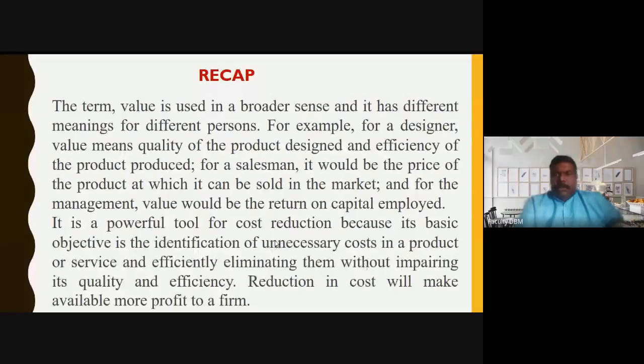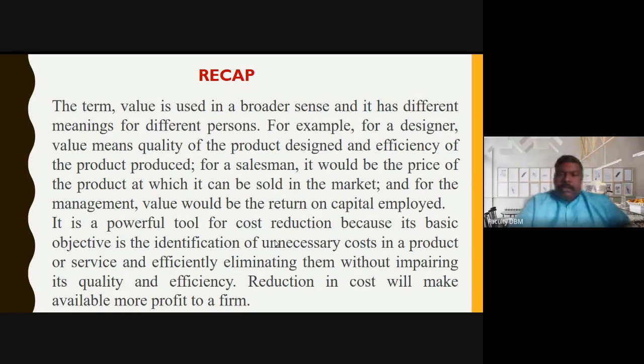So value analysis, the definition of value will vary with each and every individual. Like a designer, value means quality of the product designed and efficiency of the product produced. For a salesman, it will be the price of the product at which it can be sold in the market. And for the management, value would be return on capital employed. It is a very powerful tool in cost reduction.